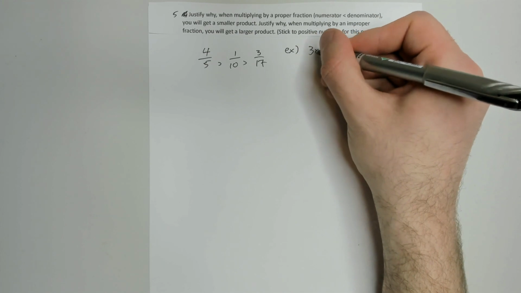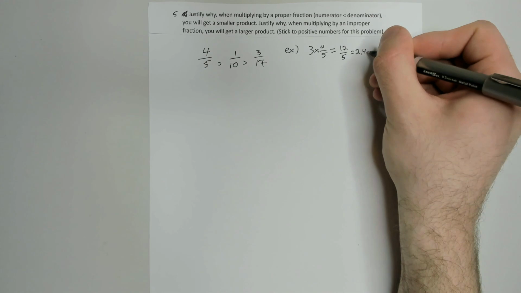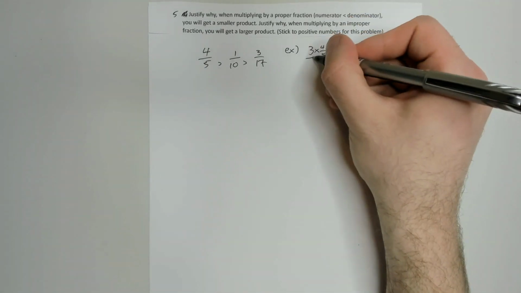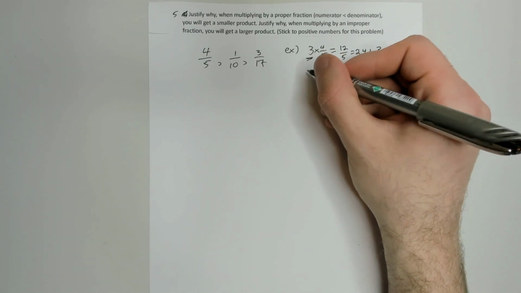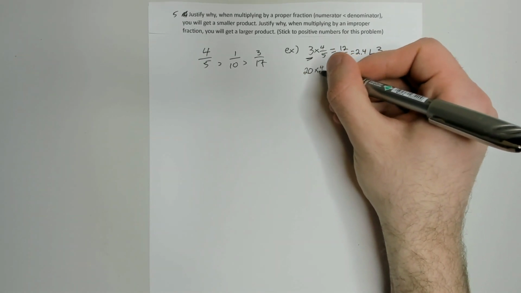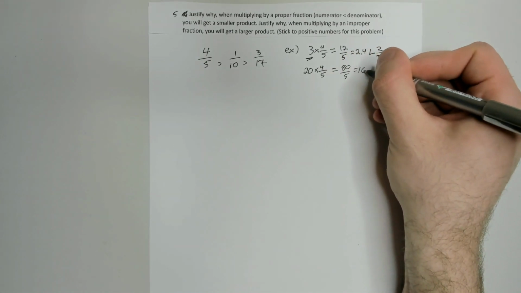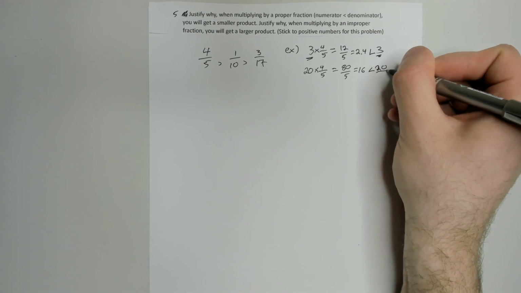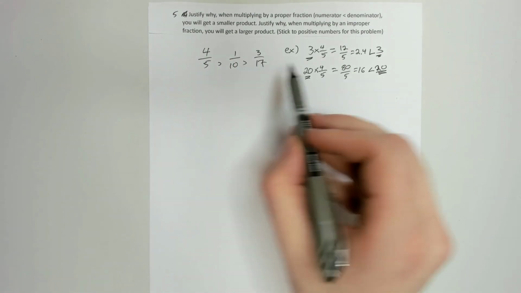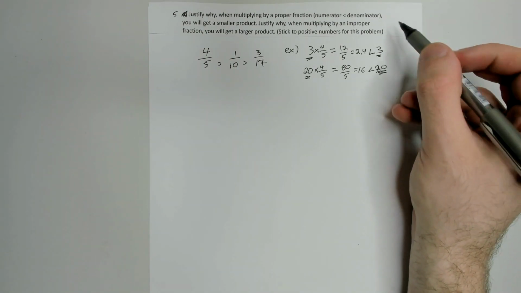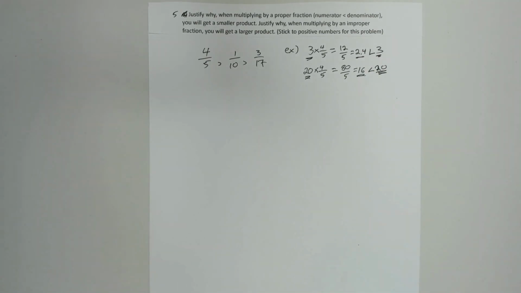All right, so for example, if I do 3 times 4/5, I'm going to get 12/5, which is 2.4, which is smaller than 3. So basically I took 3, multiplied by 4/5, and the result was less than 3. If I take 20 and I multiply it by 4/5, okay, what am I going to get? I'm going to get 80 over 5, which is 16. Once again, that's less than 20. So it's saying that whatever I start with, when I multiply by a proper fraction, regardless of what the proper fraction is, I'm going to be getting an answer, a product, that is smaller than what I started with.